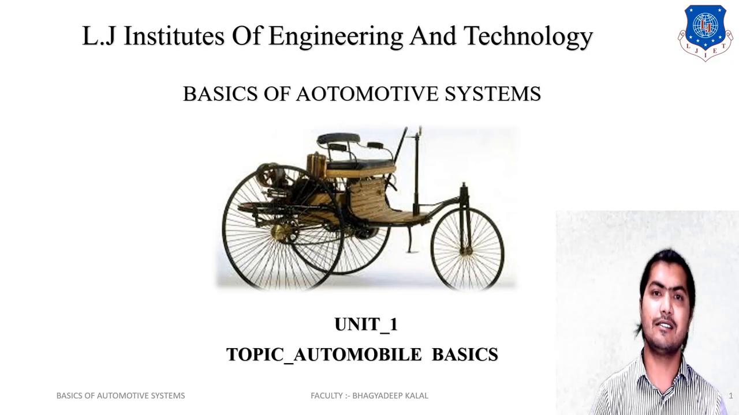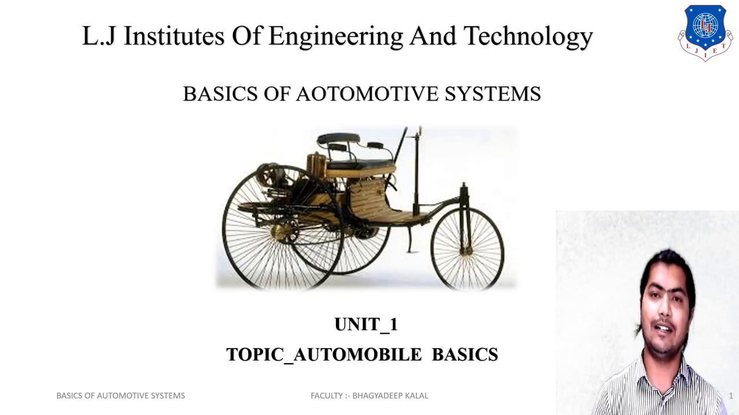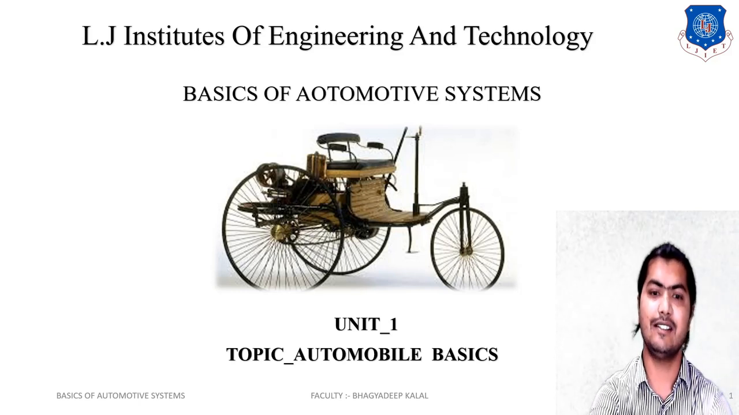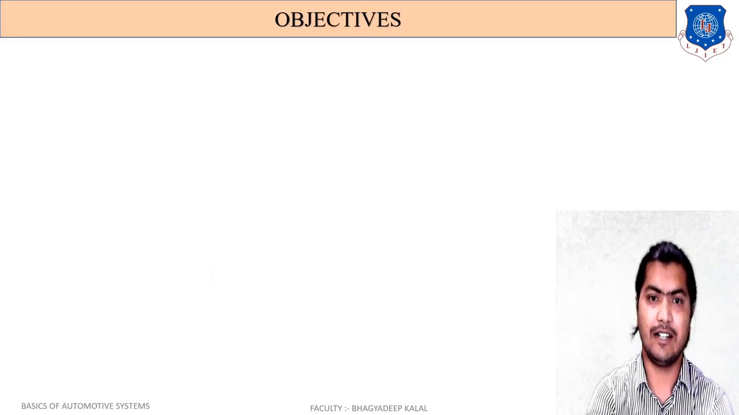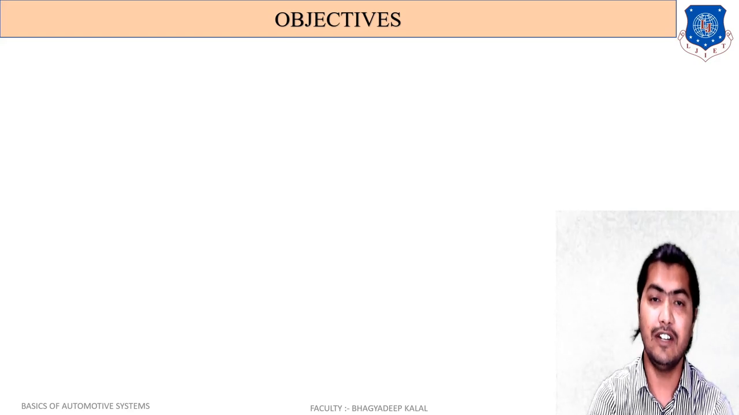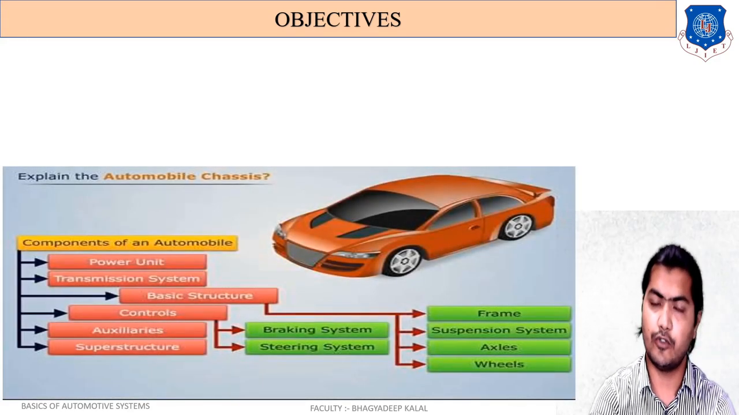Today we will discuss unit one, topic number one, that is the automobile basics. The first topic in this chapter is the automobile basics. Let me explain the objective of this subject. After learning this subject, what will we understand? First one, explanation of the automobile chassis.